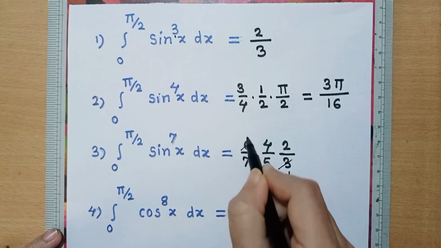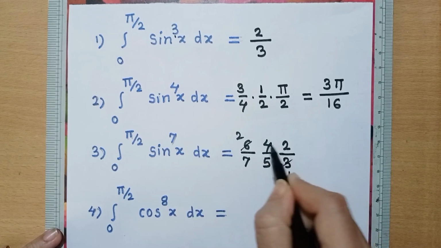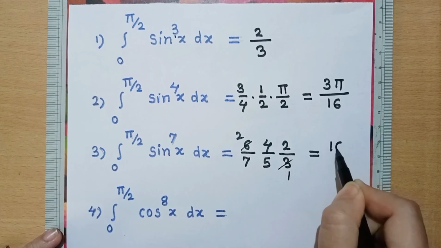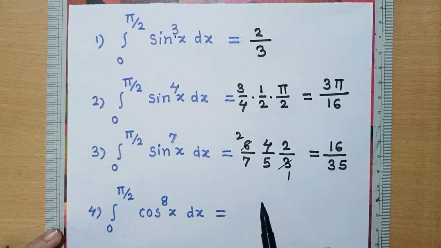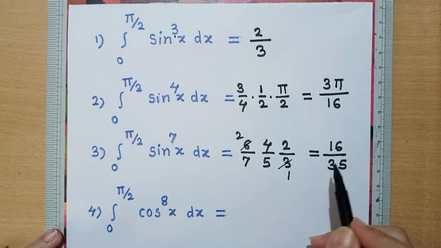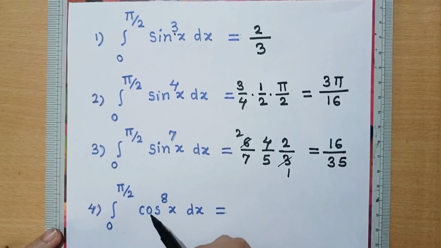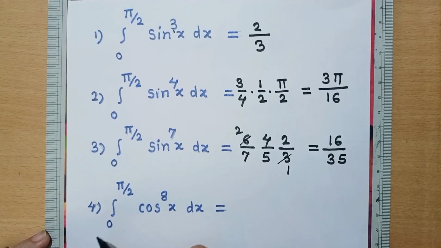So 3 1s are 3, and 3 2s are 6, and then 4 4s are 16, and downside 7 5s are 35. This is the answer. Within 1 minute we can write these answers. And check the last one: integration from 0 to pi by 2 of cos of x raised to 8 dx.